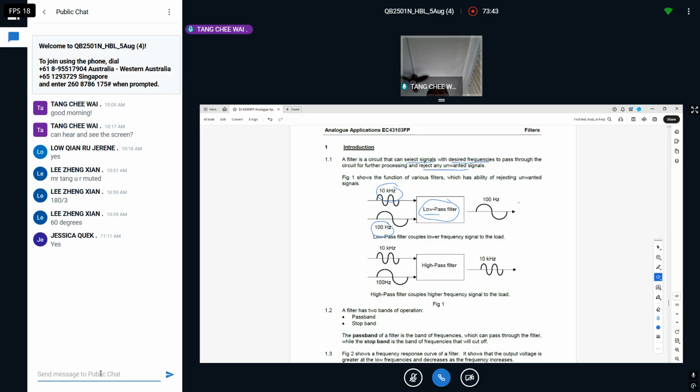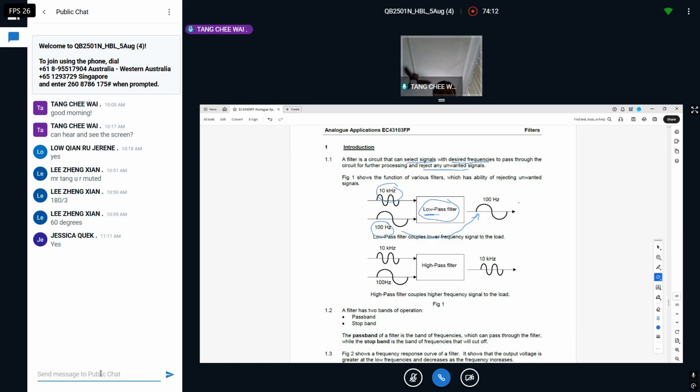Okay, so having understood what I just said to you, you obviously know that only the 100 Hertz will go past. Because I'm using a low pass filter, which only allows low frequency to pass. Comparing between the two, the lower frequency will be allowed to pass, and of course the 10 kHz will not be able to go through.